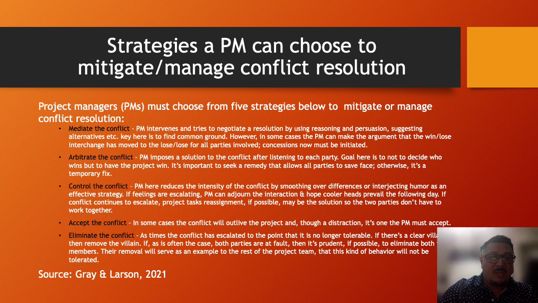The first one would be to mitigate the conflict. Here, the project manager intervenes and tries to negotiate a resolution by using reasoning and persuasion, suggesting alternatives. The key here is to find common ground. However, in some cases, the project manager can make the argument that the win-lose interchange has moved to the lose-lose for all parties involved, and now concessions must be initiated.